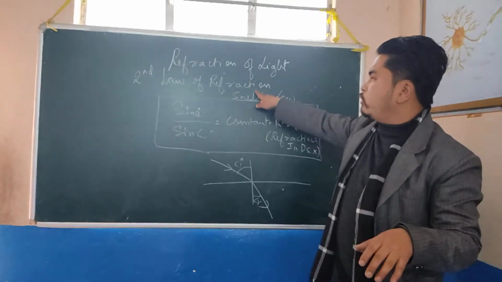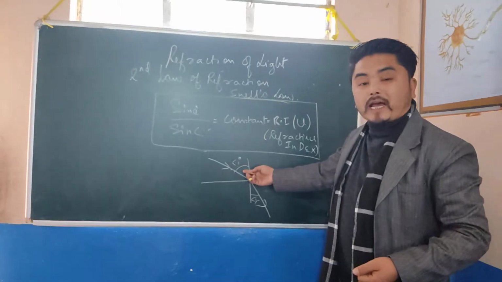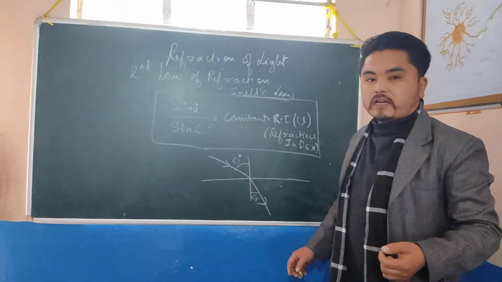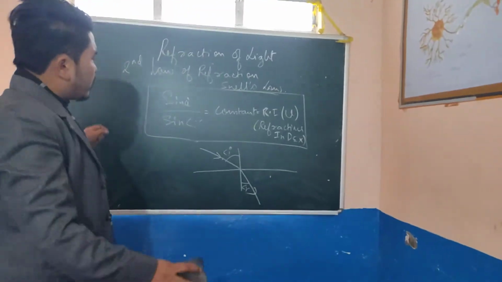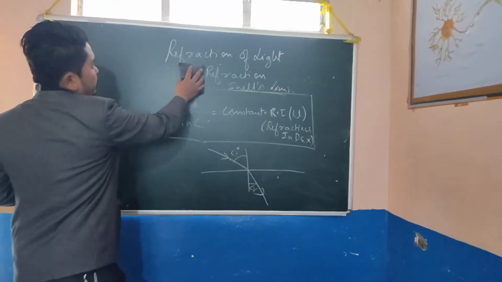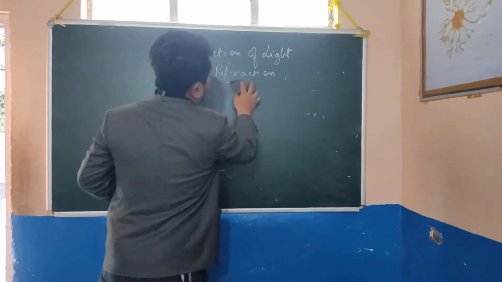So, what does the second law give us? The second law gives us the relation between the angle of incidence and the angle of refraction. I hope you have understood this portion. Now, let us understand a little bit about refraction.